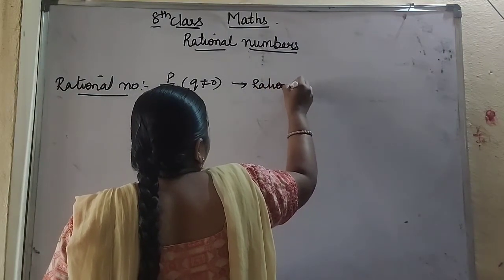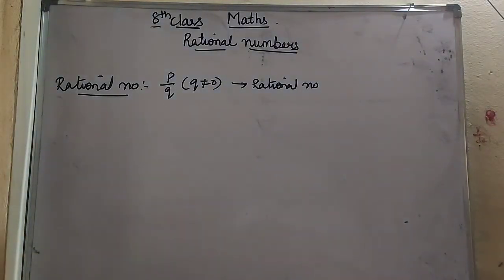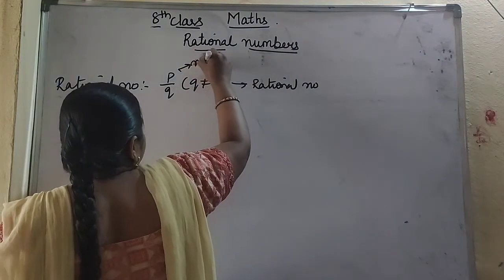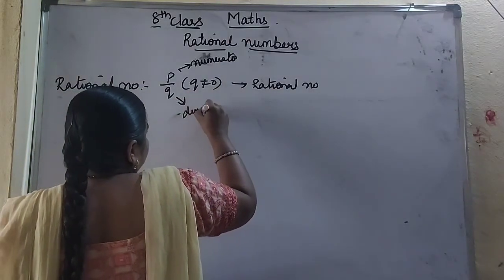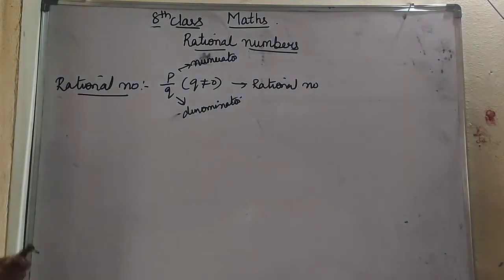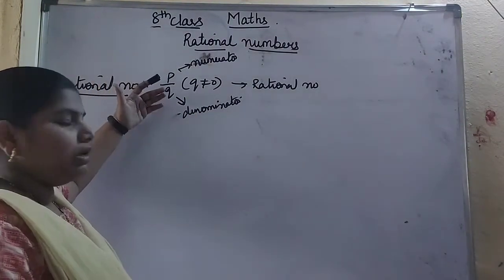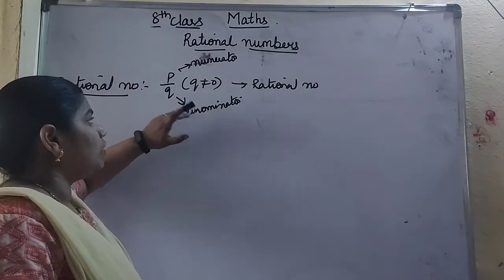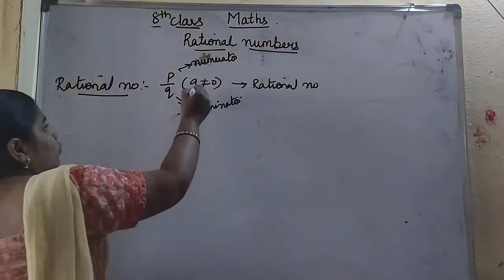What do you mean by P by Q here? Rational numbers are in the form of P by Q, where P is the numerator and Q is the denominator. These rational numbers have two numbers, one lying on the upper side and one lying on the down side. The upper number we call the numerator value, and the down number we call the denominator value.